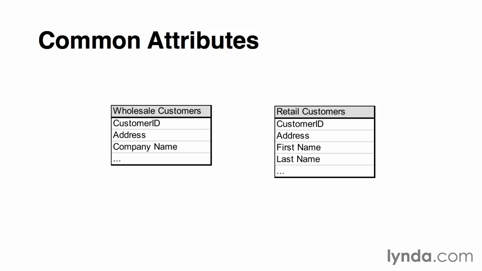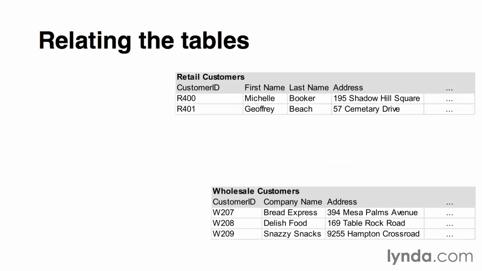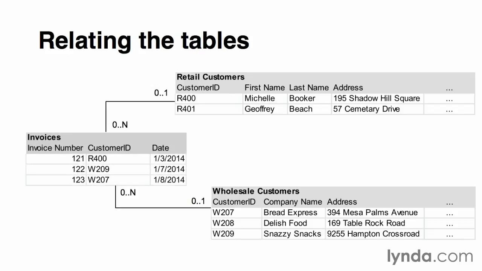Further, you might have related information that only applies to one type of customer. The wholesale customers might have multiple regional sales representatives, whereas the retail customer is their own point of contact. This creates a data structure that might look something like this. Here I've populated a few records so we can start to explore how the relationships work out.